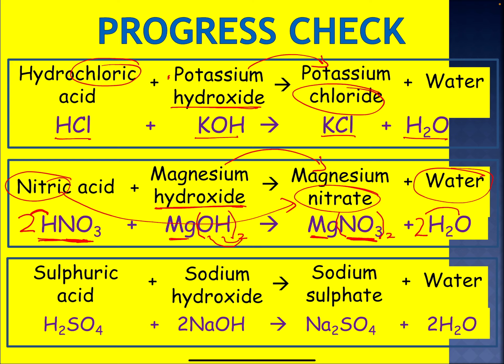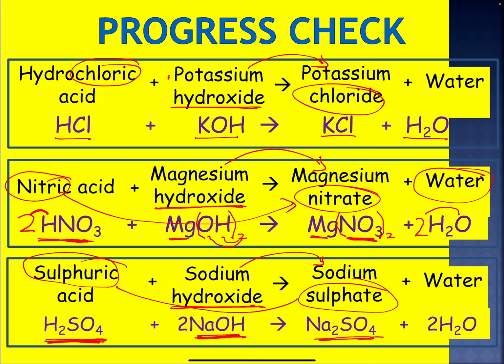Moving on to the third one, sulfuric acid, and with sodium hydroxide, there's your alkali again. And the salt is sodium sulfate. Now, once again, it's sulfate because it's sulfuric. And the metal is sodium because that's come from the alkali. That's the formula for H2SO4, sulfuric acid, sodium hydroxide. There's the salt, sodium sulfate, and there's your water. And it's balanced.